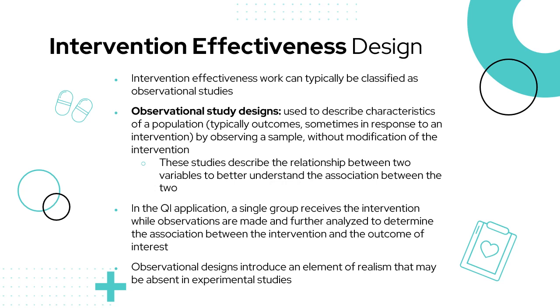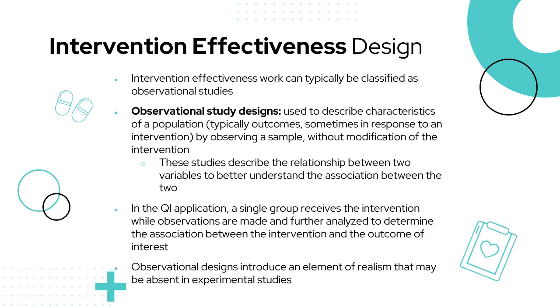In the quality improvement application, a single group is going to receive the intervention while observations are made, and then we're going to analyze to determine if the association between the intervention and outcome of interest occurred and is exactly what we want. So in this case, I'm going to introduce the intervention, which may be educational material in one way, shape, or form, and I'm going to see what happens with the test scores and with the audit compliance scores.